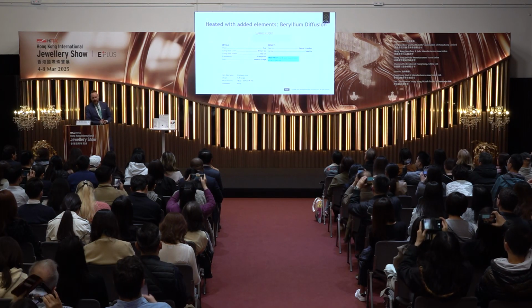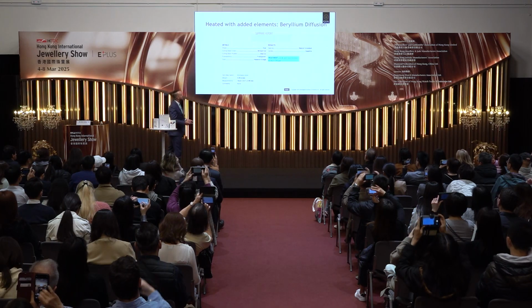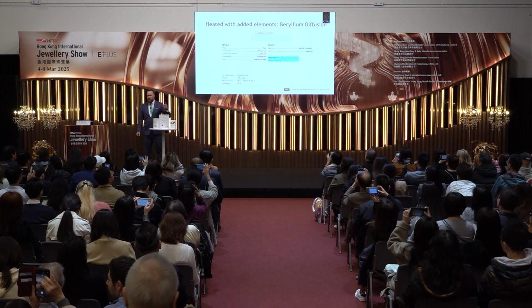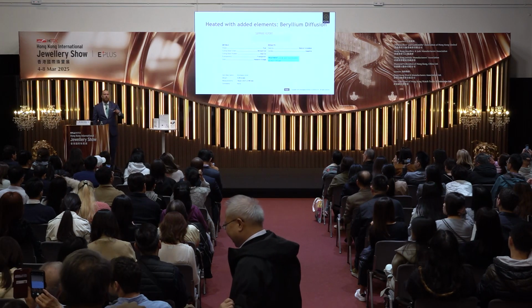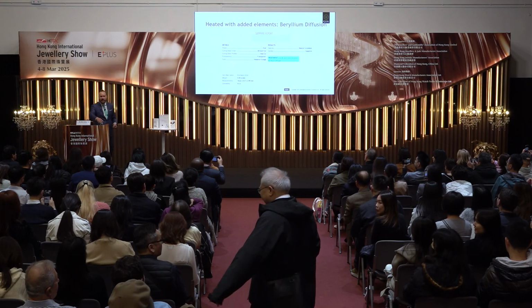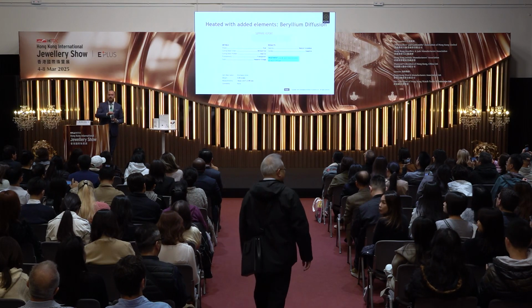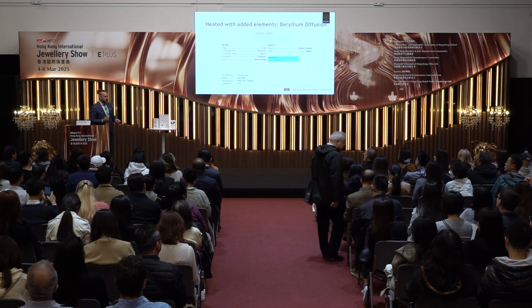Now, when we detect that, we will list that as a beryllium diffused stone. So under the treatment section, it will say beryllium diffused. Once a stone has been beryllium diffused, we often cannot issue an origin on it anymore because it has been so intensely treated, it has been so mangled through the inclusions that we can no longer issue an origin there.